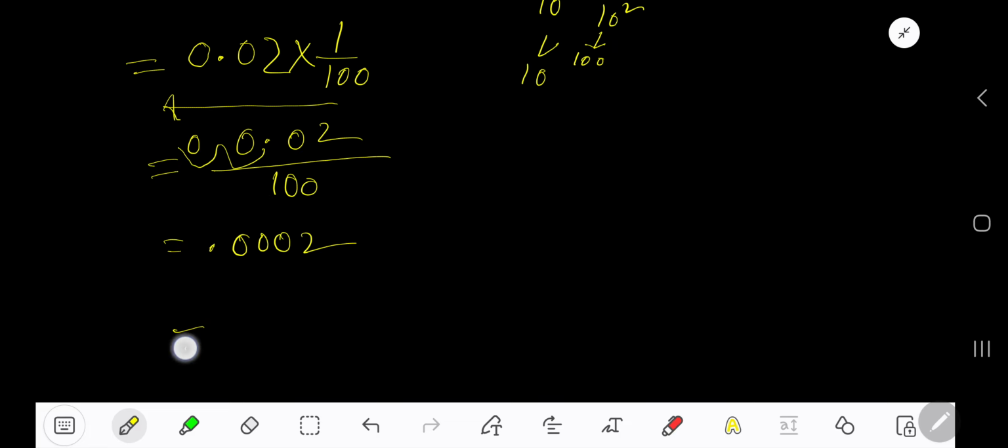Now we need to convert this decimal to a fraction. We need a numerator and a denominator. For the numerator, just write the number you are getting, skipping the decimal point. And for the denominator, for every digit after the decimal, you have to consider a 10. 1, 2, 3, 4. So write 10 followed by four zeros.